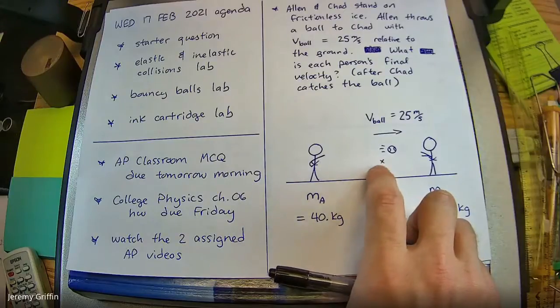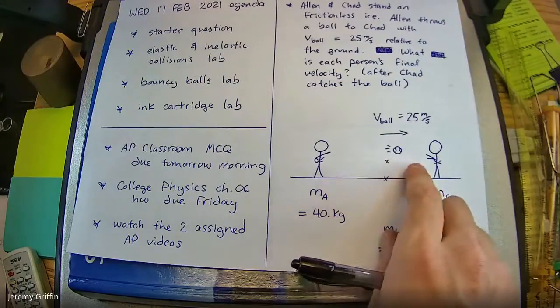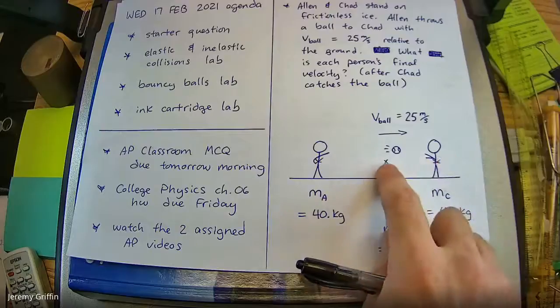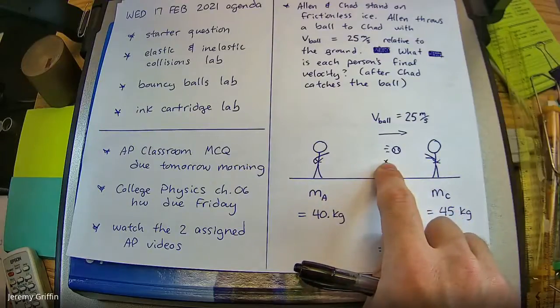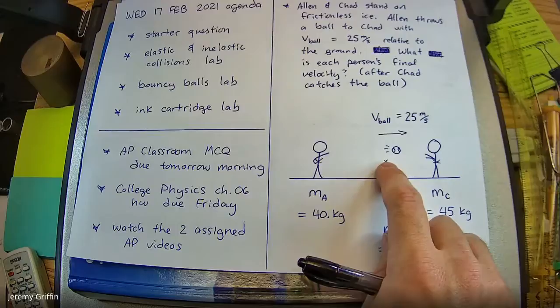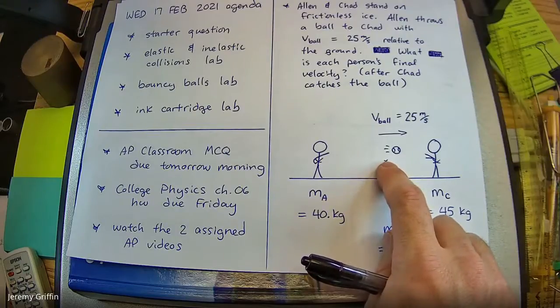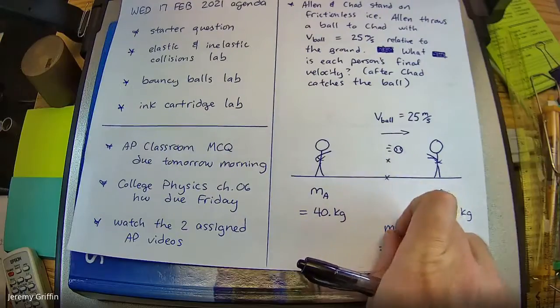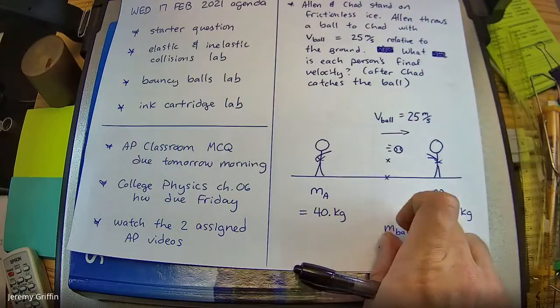What about after Chad catches the ball and starts sliding to the right? Does the center mass still stay? Yes, it does. The center mass never moves the whole time. In fact, if all you knew was center mass information, you would never know when Alan threw the ball. You would never know when Chad caught the ball. It would just stay right there the whole time. Yeah, the ball is part of the center mass.